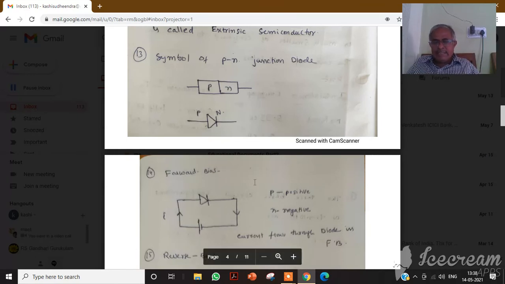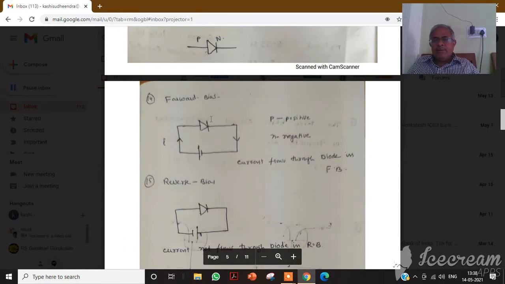When the P type is connected to the positive of the battery and the N type is connected to the negative of the battery, this connection is known as forward biased, and current will flow through the diode in forward bias.